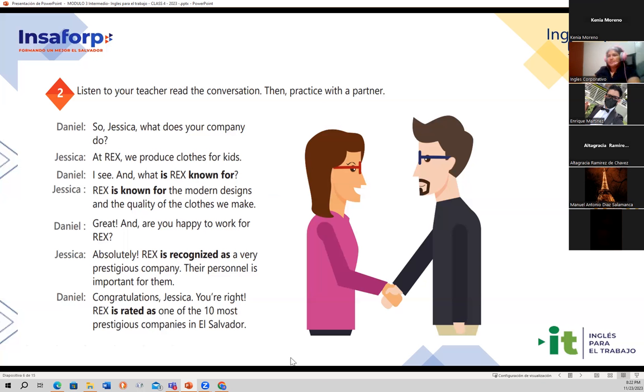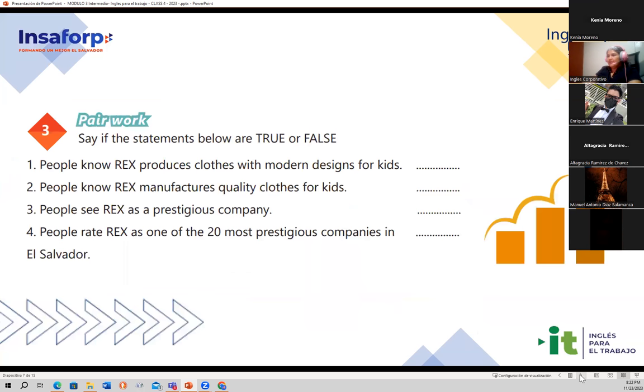Thank you so much. Okay. Very good. Good job. Okay, now we're going to answer these statements, if they are true or false, according to the conversation. People know Rex produces clothes with modern design for kids, true or false?